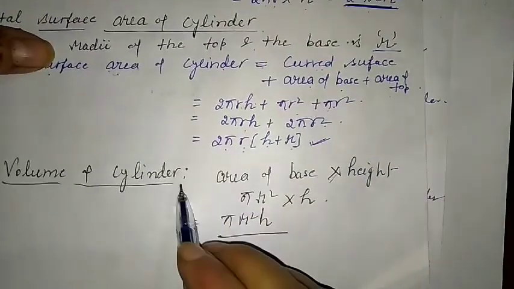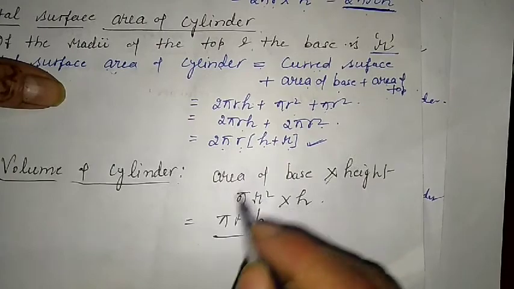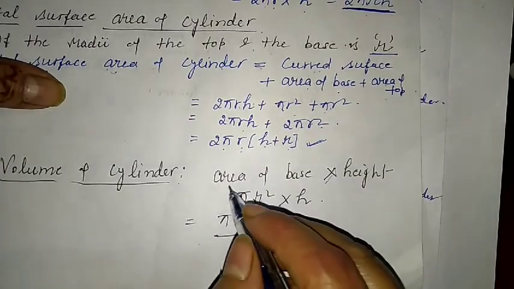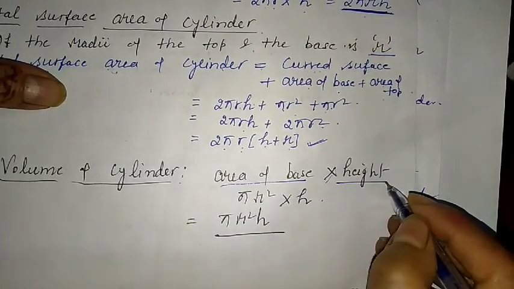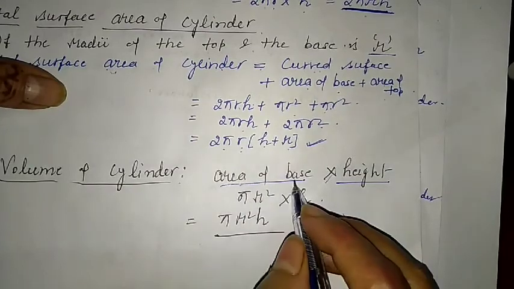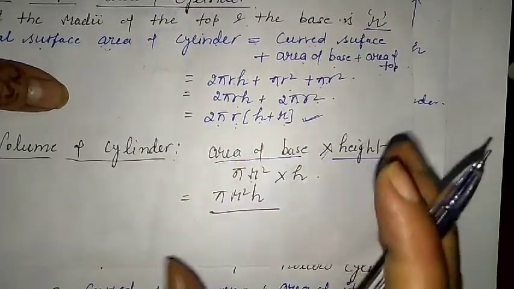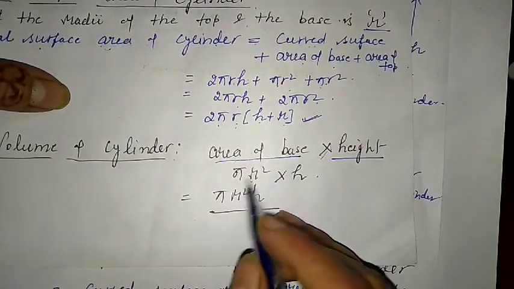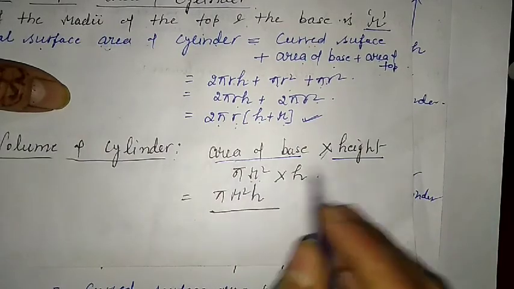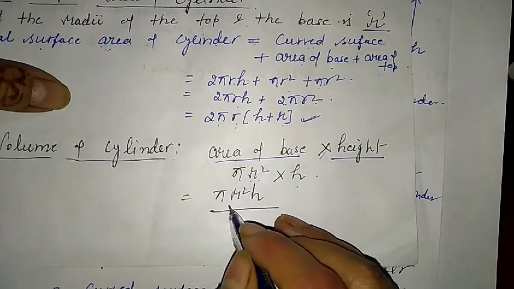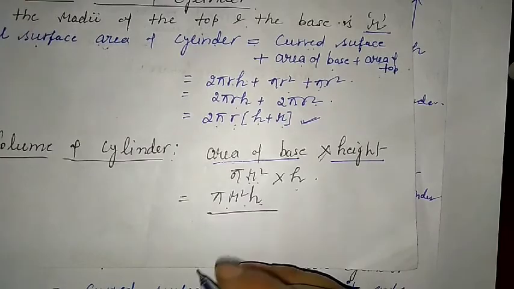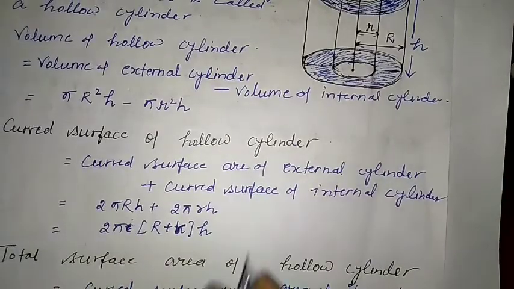And the volume of cylinder is equal to L into B into H होता है हमारे पास. So area of base multiply height. So this is the area of the base. Area of base, because base is circular. Circular means area is pi r square, height is h, so we are having here pi r square h. Okay, now one more thing is there.